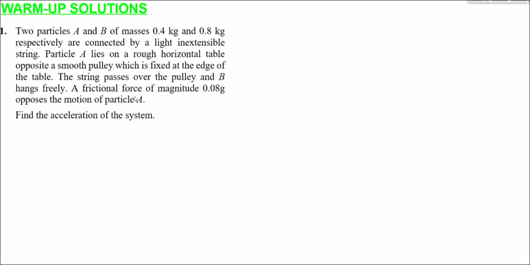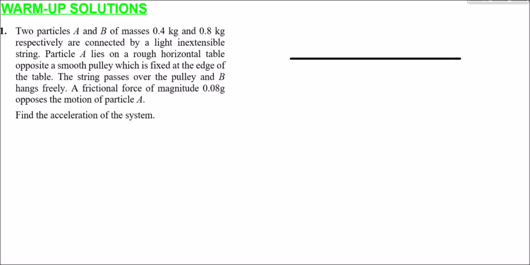Question 1, we have 2 particles A and B of masses 0.4 and 0.8 respectively. These are connected by a light inextensible string. Particle A lies on a rough horizontal table opposite a smooth pulley which is fixed at the edge of the table. So we've got here that A is lying on a rough horizontal table, so let's just draw this in already.